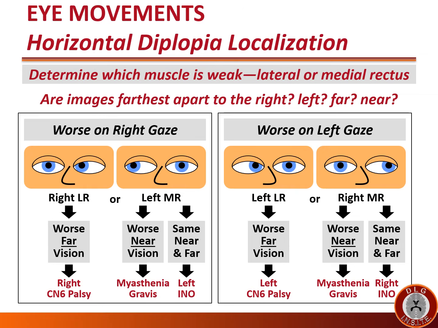If the images are worse on left gaze, everything's the opposite. It's either a left lateral rectus or a right medial rectus problem. You ask the same questions. Is it worse far? That'd be a cranial nerve 6 problem. Worse near, myasthenia for the right medial rectus, or same near and far, right INO.